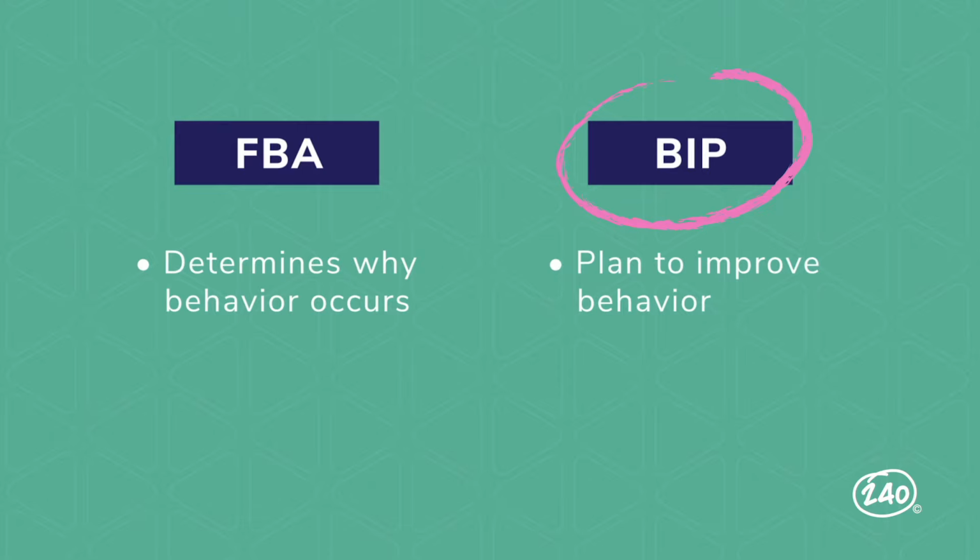BIP is short for Behavior Intervention Plan. A BIP is a formal written plan to address and improve student behavior. It defines the undesired behavior, describes why it's occurring, and outlines a plan to use strategies and supports to help. So you need to remember an FBA determines why behavior occurs, and a BIP is a plan to create an improvement.